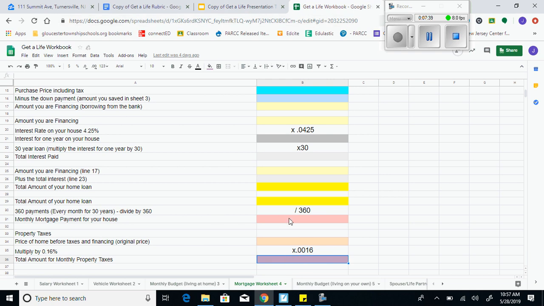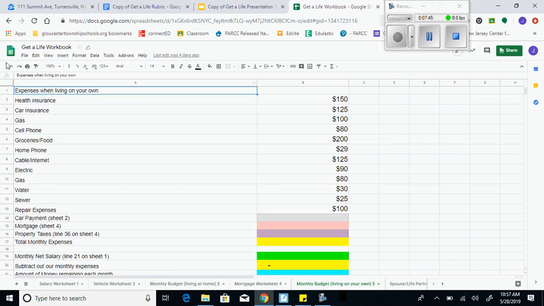Hopefully you have a house that you're going to be able to afford. That is the next step of today. You need to fill out the monthly budget to see if you can afford to buy this house, have the car that you chose, and have the career you chose. Starting off, you have to pay for health insurance, $150, car insurance, $125, gas, $100, cell phone, $80, groceries and food, $200. You have to have a home phone, $29. You have to pay for cable and internet, $125. You must have electric, $90, gas, $80, water, $30, sewers, $25, miscellaneous repair expenses is $100.